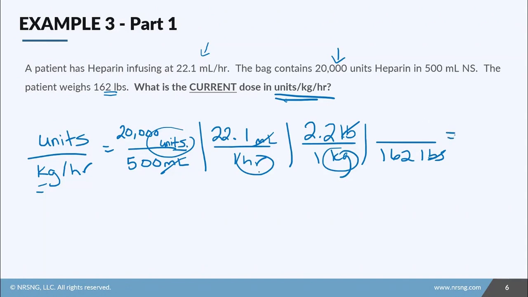When you do this math, you are going to end up with 12.00493 units per kilo per hour. Now, I happen to know from doing the math that if you were to round this to 12, you'd get the same final answer. But for the sake of safety, we're actually going to use this number as we move forward, and we'll kind of go from there.